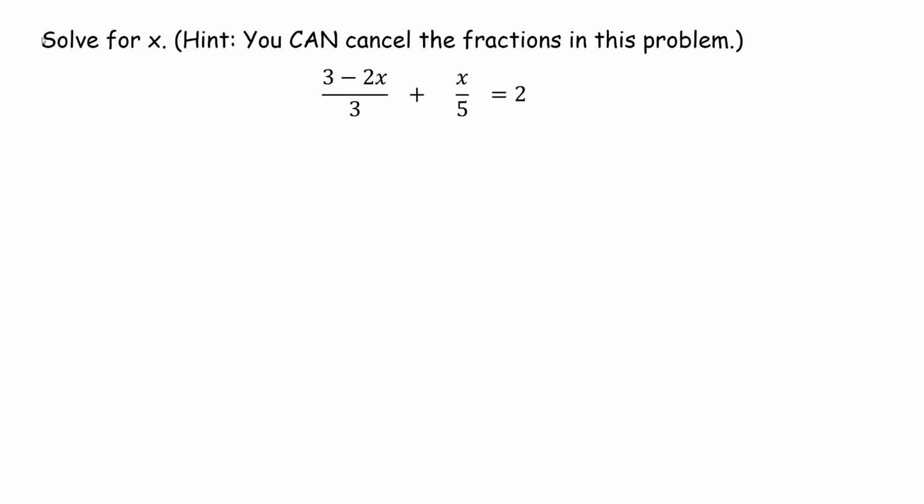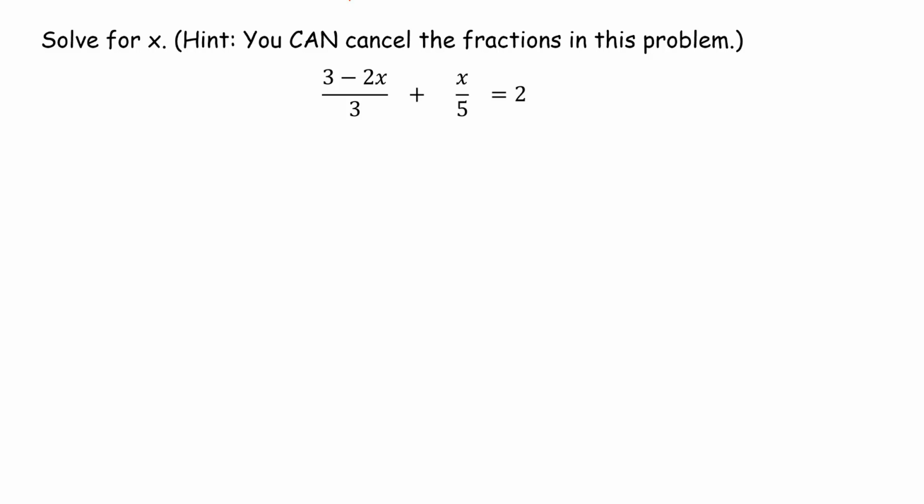Okay, we want to solve for x. That means we want to isolate x. And it's very hard to do when you have fractions. So since this is an equation, we can multiply both sides of the equation by a number that will cancel the fractions. It will make all those denominators cancel out. And that number will be the least common multiple of the denominators. 3 and 5, the least common multiple for 3 and 5 is 15.